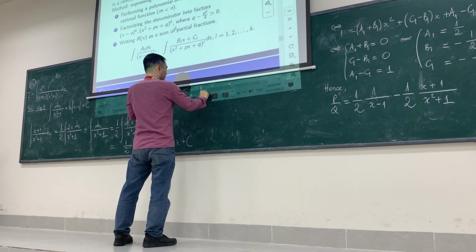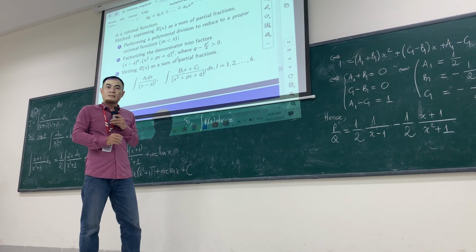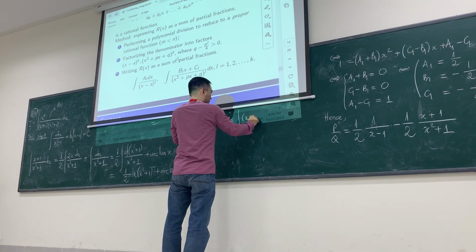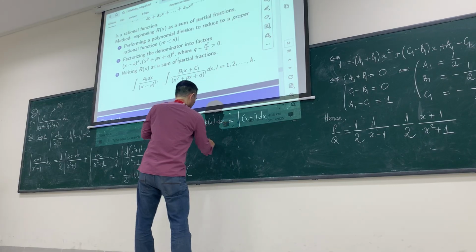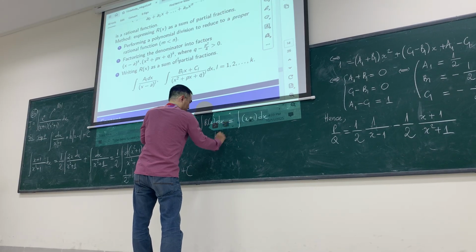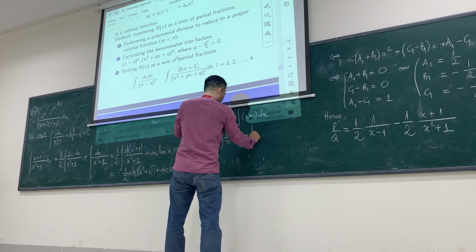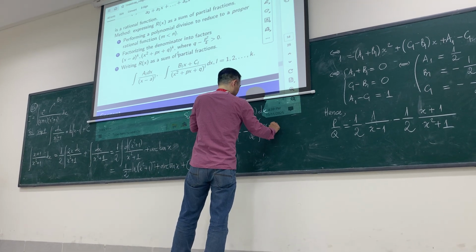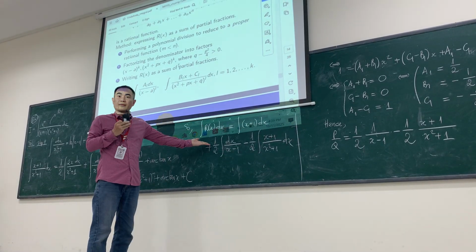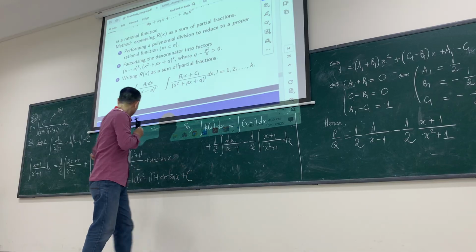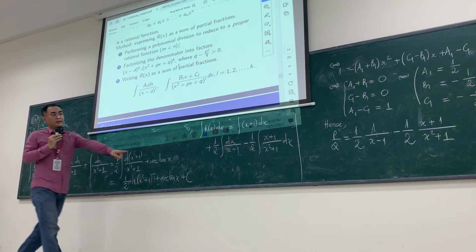We have the integral is equal to the integral of (x plus 1) dx, plus 1 over 2 times the integral dx over (x minus 1), minus 1 over 2 times the integral of (x plus 1) over (x squared plus 1) dx. Okay, based on this, we can replace here.